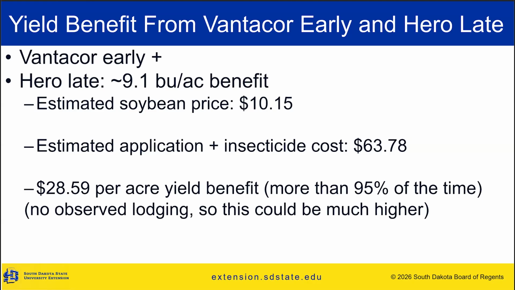But one of the things for trying to not develop resistance in DECT stem borers, instead of using one insecticide twice, maybe switch. And based on our research, the two best products were Vantacor and Hero. So we proposed doing Vantacor early, Hero a couple weeks later. You should still be seeing something in the ballpark of 7 to 9 bushel per acre increase. And with the two products, the total cost is $63.78 an acre. And so you'd be looking at about $29 an acre benefit.